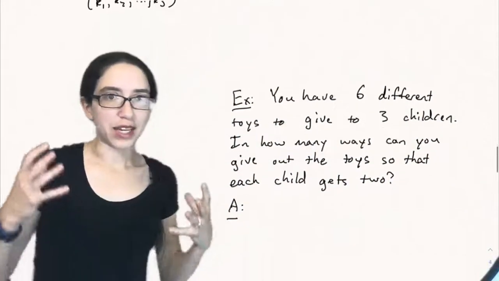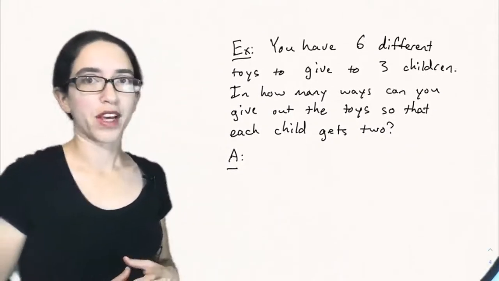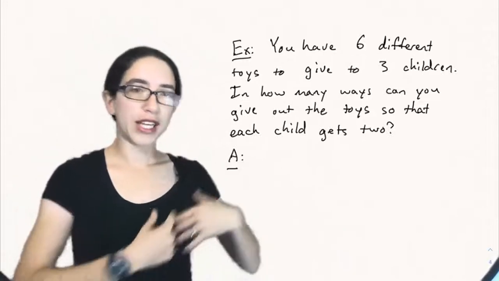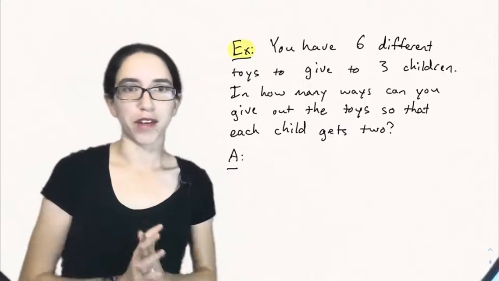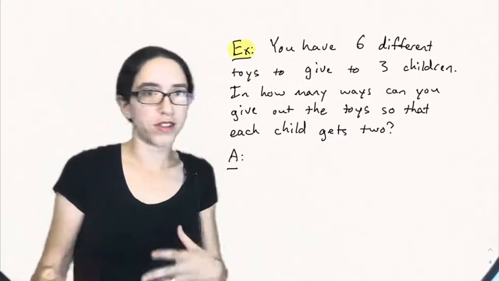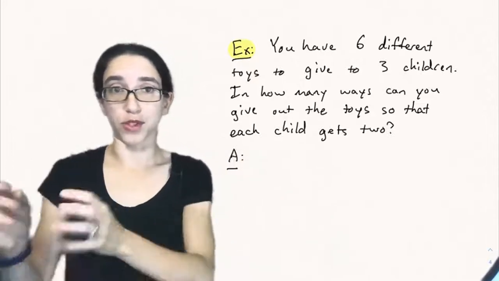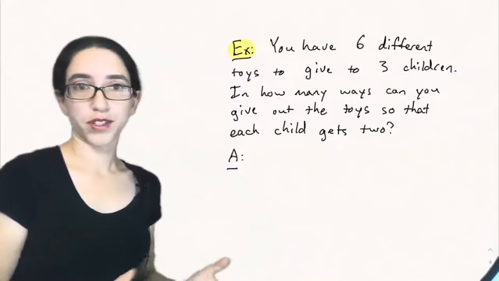Now let's see an example in practice of where counting ordered set partitions comes in handy. Say you have 6 different toys, they're all distinct, and you want to give them to 3 children. You want to give 2 to each child to make it fair, but you don't know which toys each child will prefer. So you just have to choose a way of giving 2 to one child and 2 to another child and 2 to the third child. How many ways can you do this?